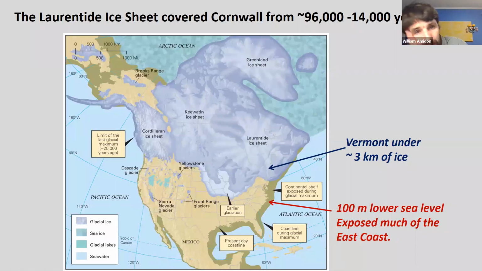And here's what that looked like in detail in our area. This was the extent of the Laurentide ice sheet, which covered us from around 96,000 to 14,000 years ago. This was the most recent ice sheet. The edge of the ice is in purple here, down around Long Island and Cape Cod, where some of the terminal moraines are. Vermont is squarely under the ice, probably 2 or 3 kilometers of ice potentially.